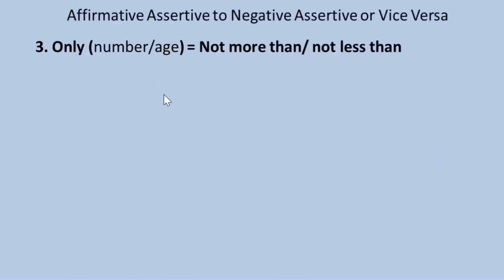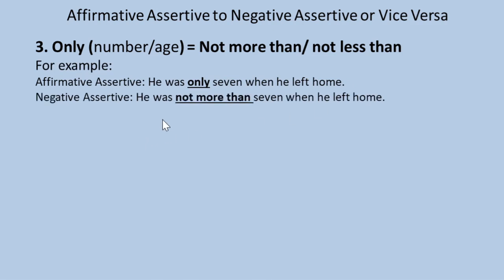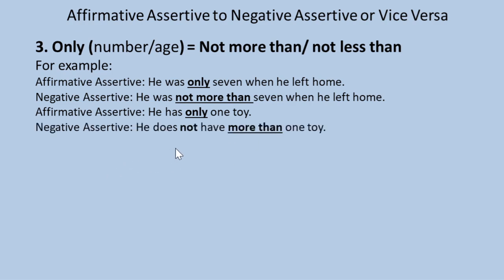Rule number 3, only. If only refers to number or age, we use not more than or not less than instead of only. So for example, affirmative assertive: he was only 7 when he left home. Negative assertive: he was not more than 7 when he left home. Affirmative assertive: he has only one toy. Negative assertive: he does not have more than one toy.